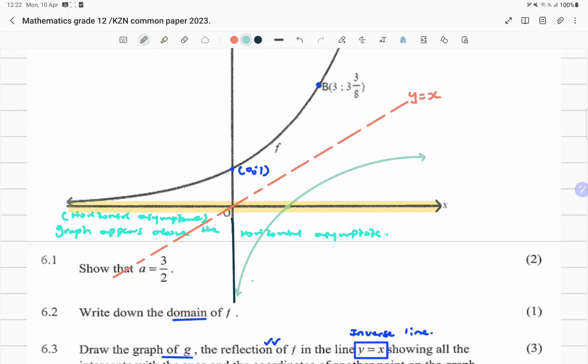And then of course, what was the y-intercept becomes the x-intercept. So this is 1. Okay? Meaning this point is 1 and 0. So whatever was the y-intercept on the original, on the inverse, it becomes the x-intercept. And then we can look at the reflection of that point B. So we can just say B prime. B prime is going to be the reverse. It's going to be 3 and 3 over 8 is to 3. Okay, so that's how it's going to work out, and that would be G.